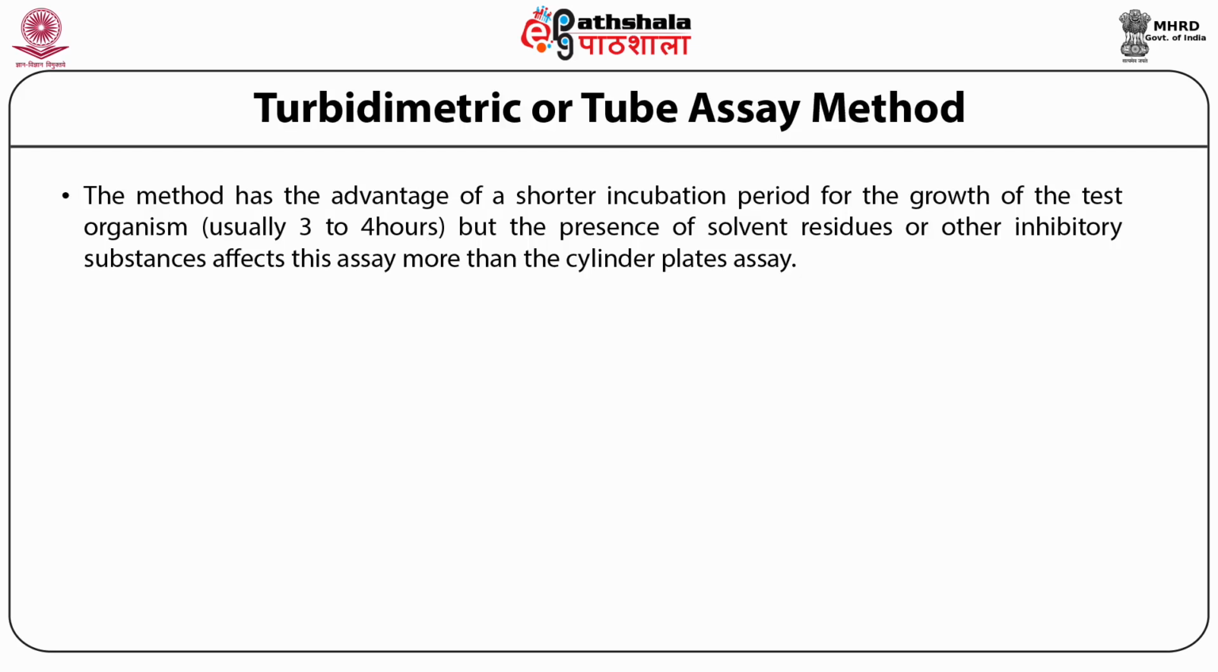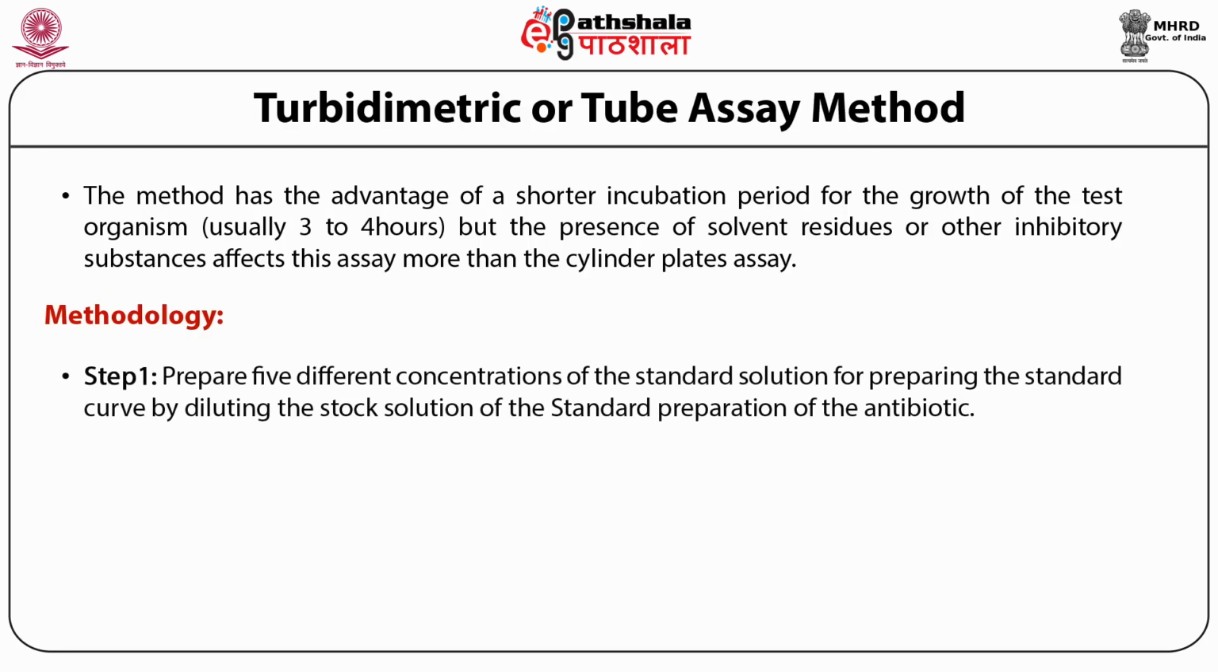For turbidimetric or tube assay methods, we use spectrophotometer to measure the bacterial growth. Methodology for turbidimetric assay. Step 1. For turbidimetric assay method, prepare 5 different concentrations of the standard solutions for preparing standard curve by diluting the stock solutions of standard preparations of antibiotic as per the pharmacopoeia.